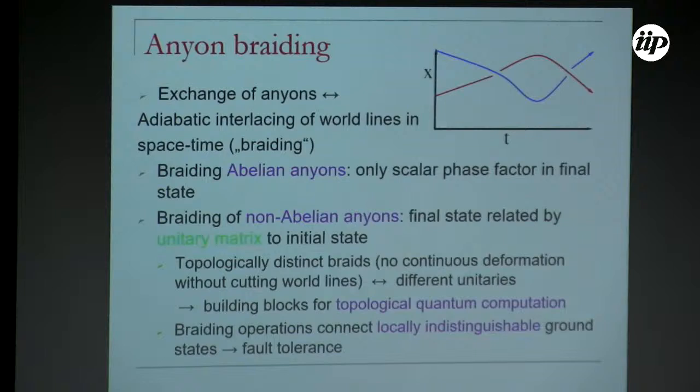And because no continuous deformation can mess up things, you are protected against disorder or noise effects. So this is called topological protection, and that's why such unitaries can be used as building blocks for a topological quantum computer. Such braiding operations cannot connect locally indistinguishable ground states.